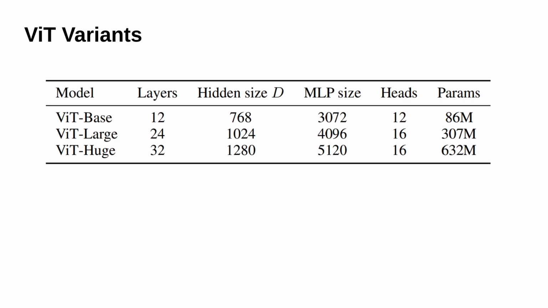Now we have three different variants of the ViT. First is ViT-Base, then ViT-Large, and ViT-Huge, and these differ depending upon the layers, hidden size, MLP size, and heads, and according to them we have a different number of parameters. So this is all about the theory of the vision transformer. Now let us move on to the coding part.